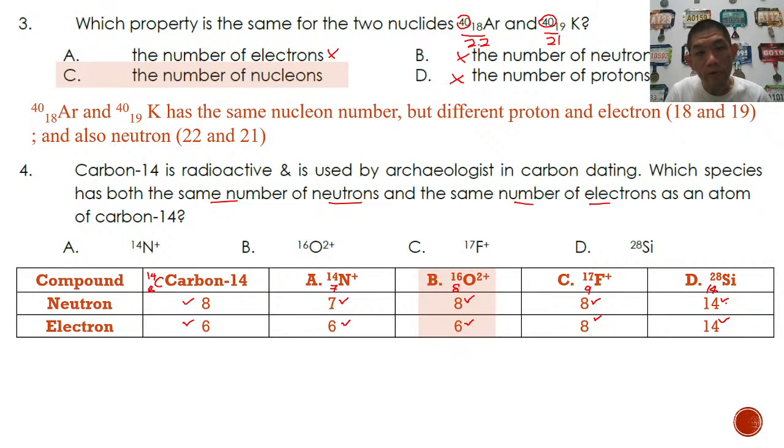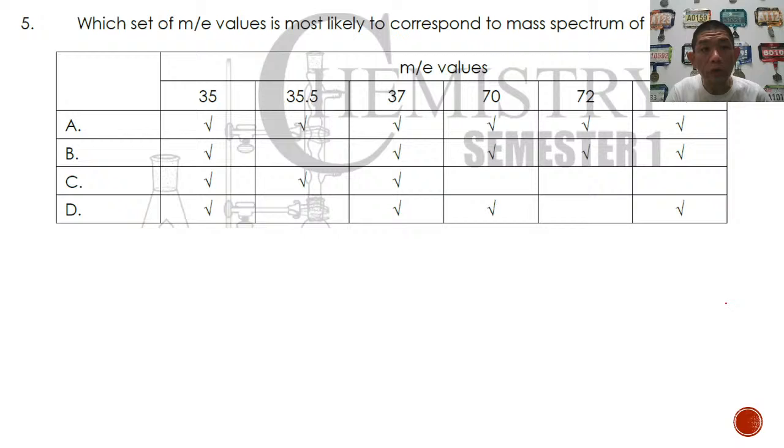So this is how you are going to answer question number 4. For such questions, you might want to do it one by one, slowly, on how to deduce the number of neutrons, protons, and electrons. Okay, so that is for question number 4. Then we go to question number 5. Which set of m over e values is most likely to correspond to the mass spectrum for chlorine gas?